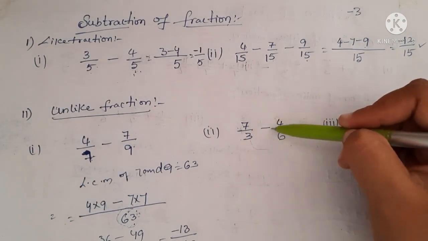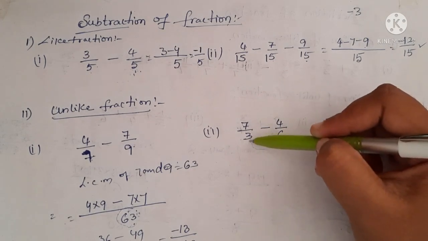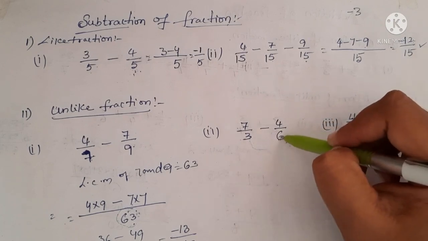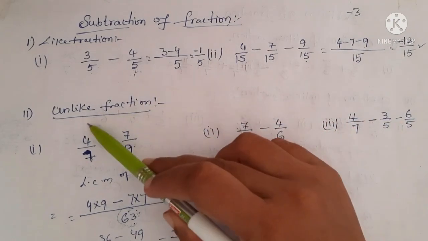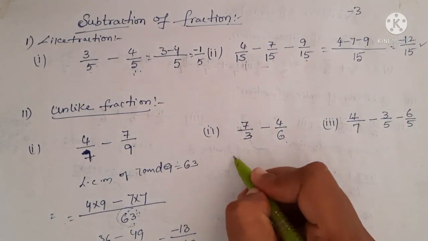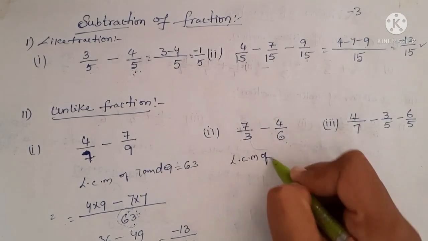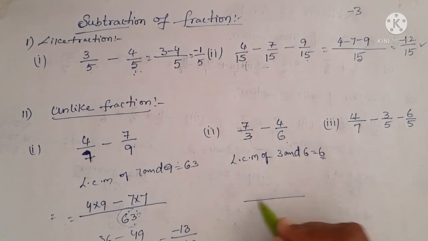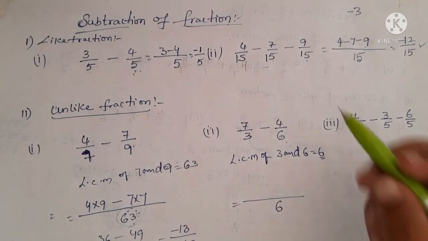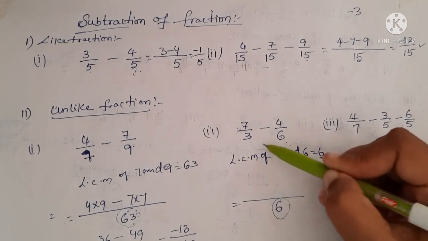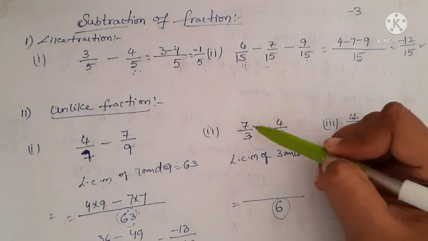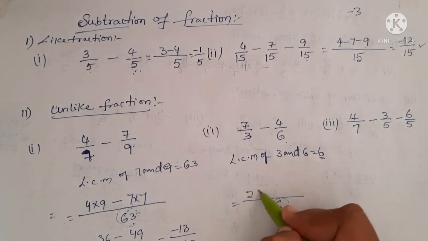Next example, 7 by 3 minus 4 by 6. First we have to see in denominator place. We have 3 and 6. So these numbers are not same. Okay. These fractions are called unlike fractions. Now, find out LCM of 3 and 6 is 6. Okay. So write here 6 in denominator place. First 6 is divided by 3. What will we get? 3 2s are 6. You will get 2. So 2 is multiplied with 7. Right here 2 into 7.